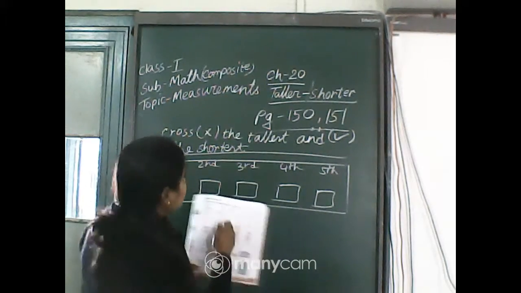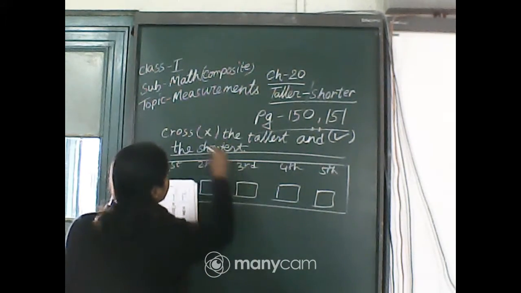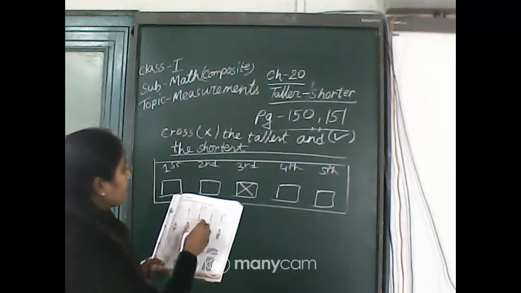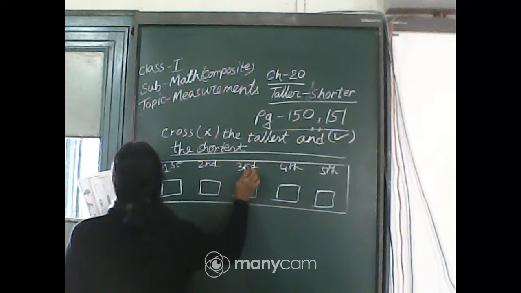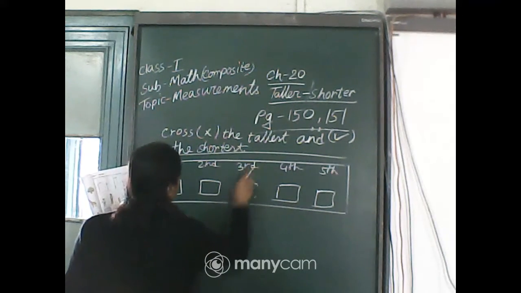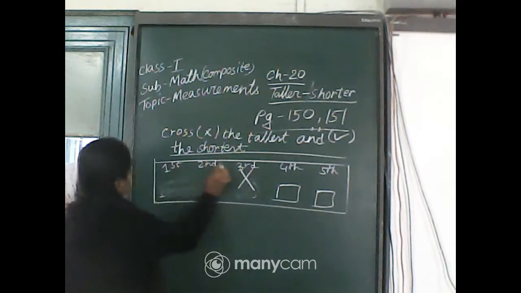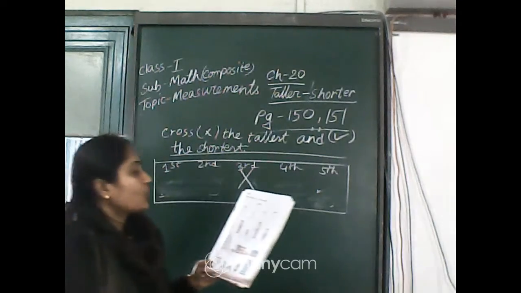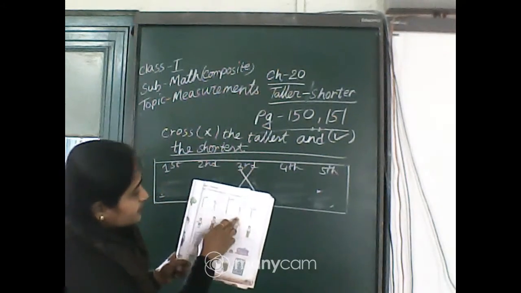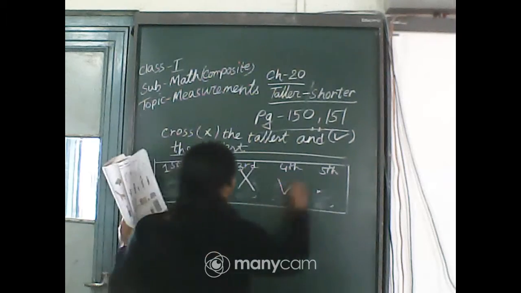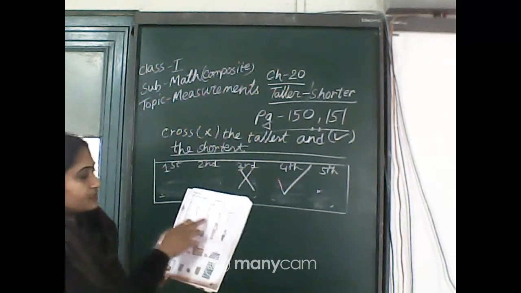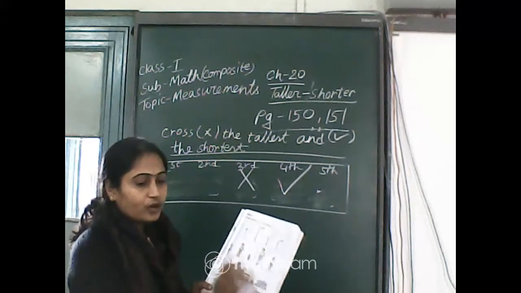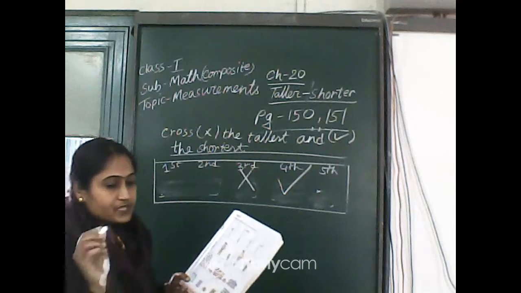Which one is tallest? Third. Third picture is tallest, so please put a cross on the third picture. There is no box, so please put a cross on the tallest one and you have to put a tick on the shortest. Which one is shortest? First, second, this one. Fourth one is shortest, so please tick the fourth one. Third one is tallest, please cross it, and the fourth object is shortest, so please put a tick.